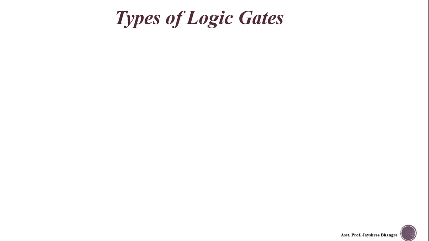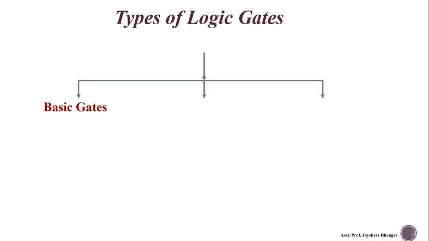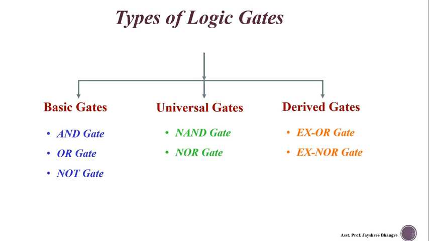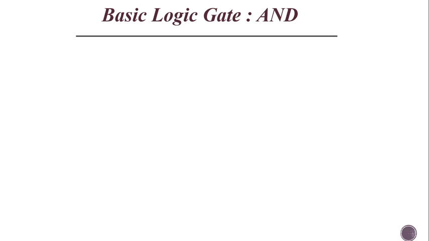Let's see what the different types of logic gates are. They are basically divided into three categories. The basic gates are the AND gate, OR gate and the NOT gate. The second type are universal gates, which are NAND gate and NOR gate. And the third type are derived gates, which are XOR and XNOR gate. Let's see all these gates in detail one by one.